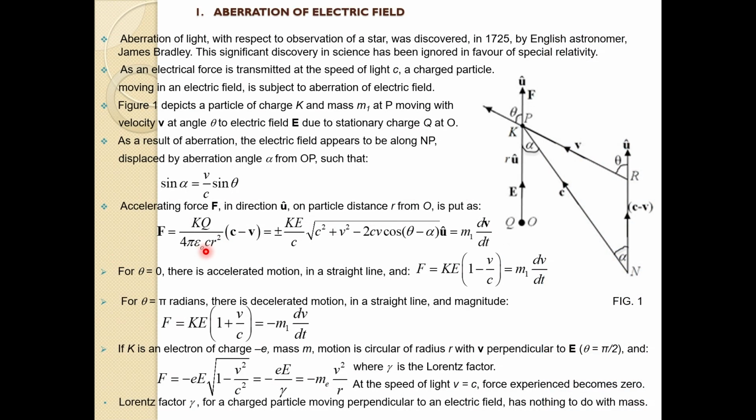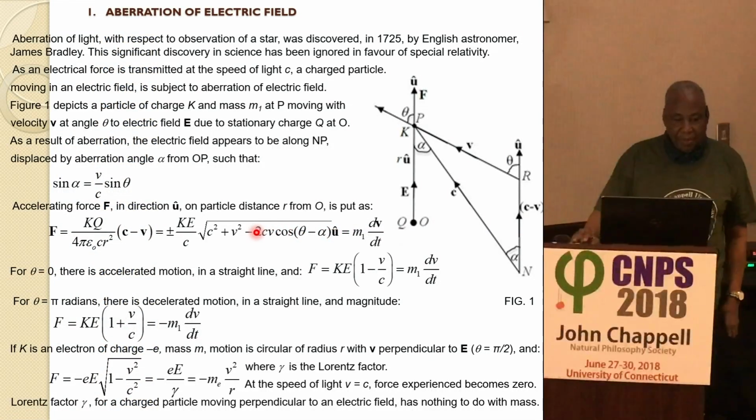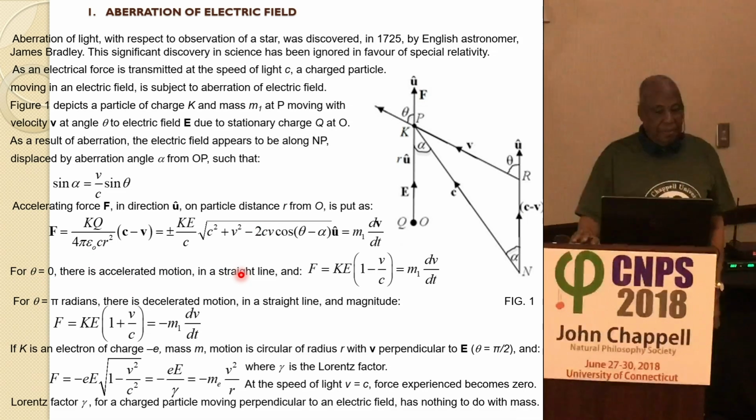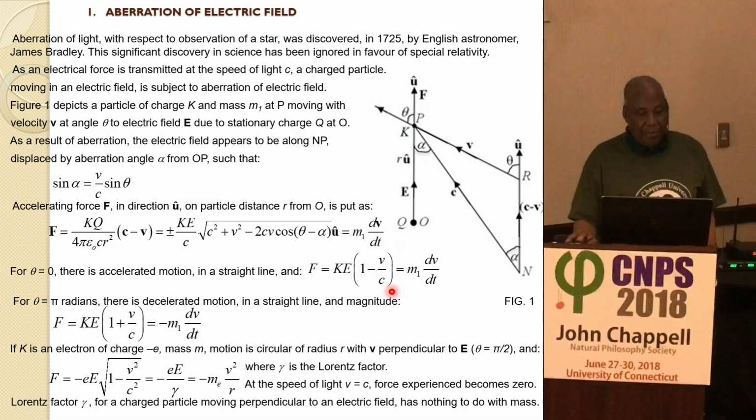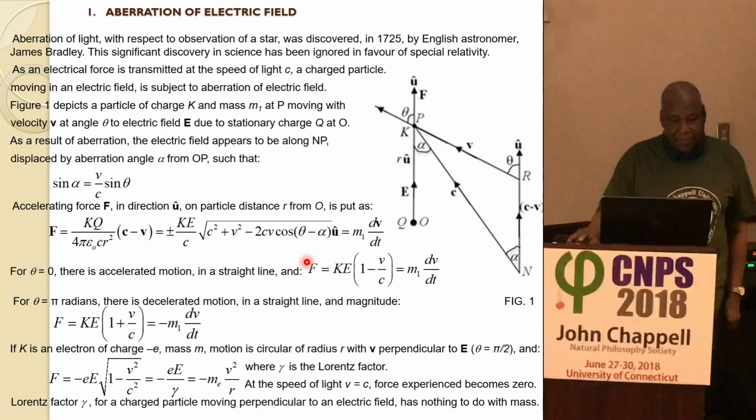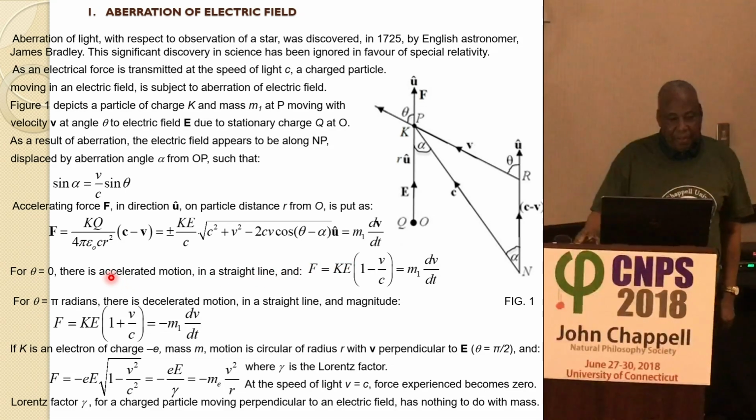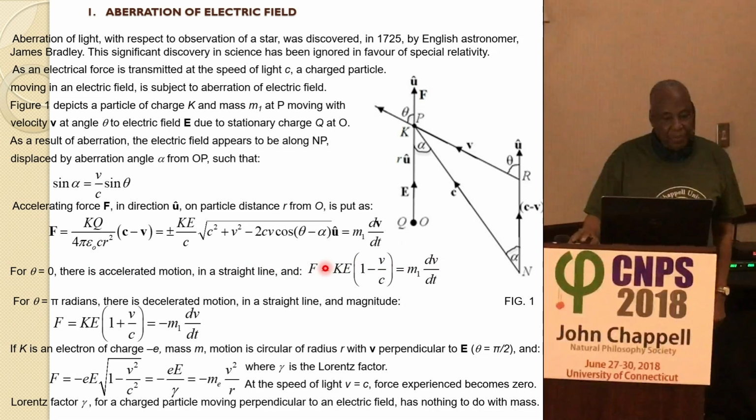You can expand F to give you this equation, equal to m1 dv by dt, Newton's second law of motion, force equal to mass times acceleration. So really the operating equation is this one under the square root sign. If theta is equal to 0, what do we get? The force becomes Ke into 1 minus v over c. Please substitute theta is equal to 0 in this equation and satisfy yourself that you obtain this equation.